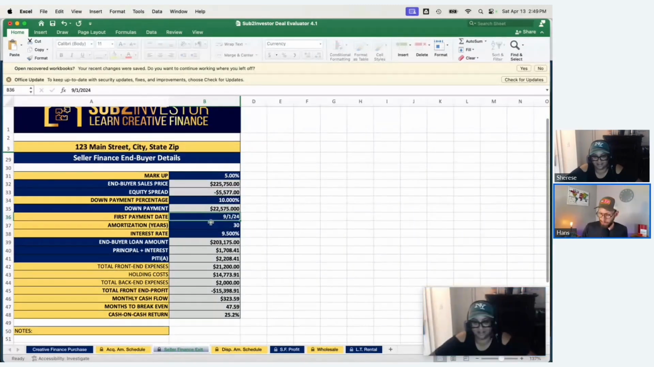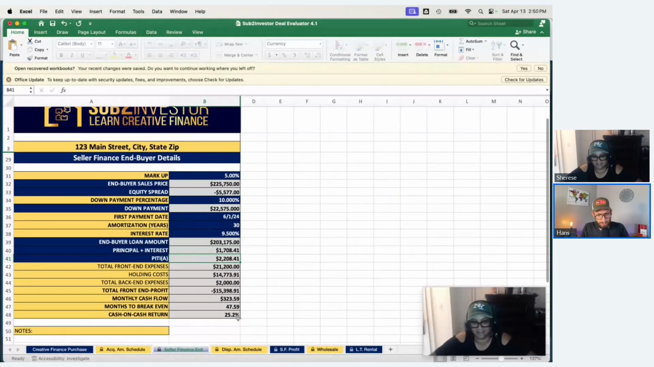Let's assume it's June 1st. It doesn't really matter what date you put in here, but 9.5% is a pretty good place to model it. Maybe you'll get 10 or 11 for seller financing. The loan amount to you is 203, and the principal and interest is 1708. The total payment is 2208.